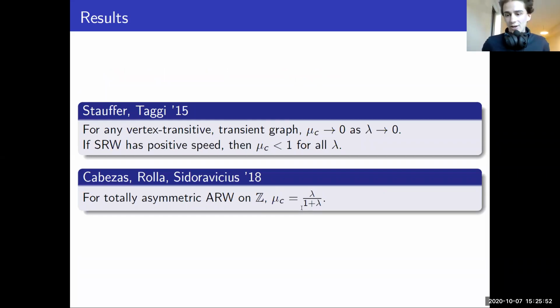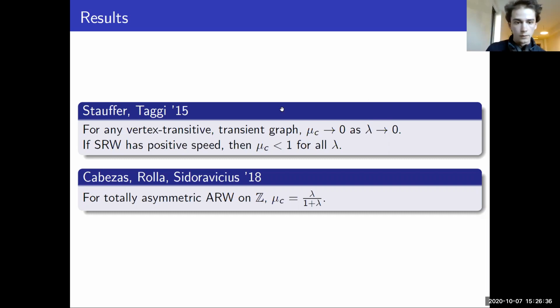Okay, if this all seems a little dire, like, oh, I can barely say anything about this critical density even on Z, I just wanted to mention a couple results where you can say quite a bit in slightly different contexts. There's a very nice paper from 2015 of Stauffer and Taggi. They look at graphs where you have an extra assumption about simple random walk. If you're on a vertex transitive graph that's transient, then they recover that first condition: that critical density goes to 0 as lambda does. So existence of active phase for small density.